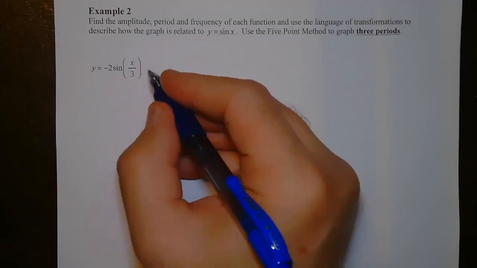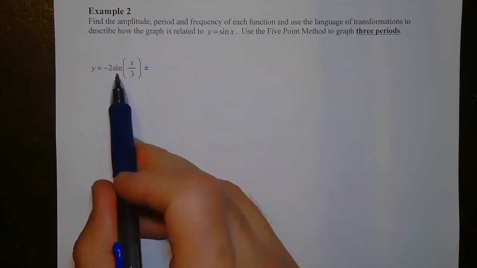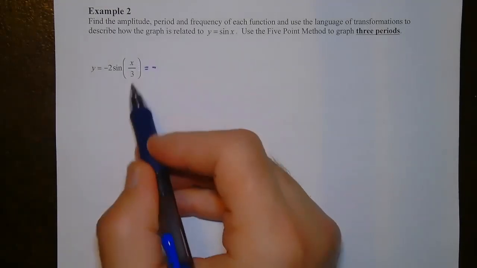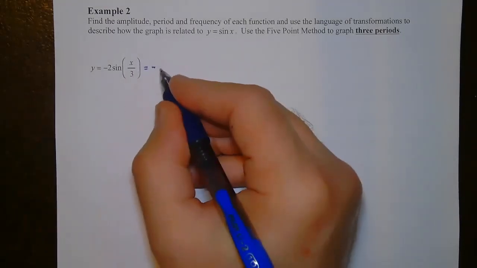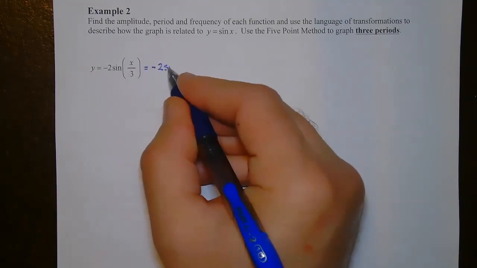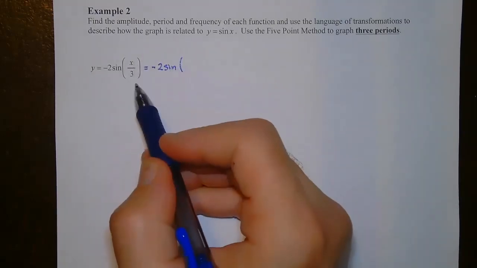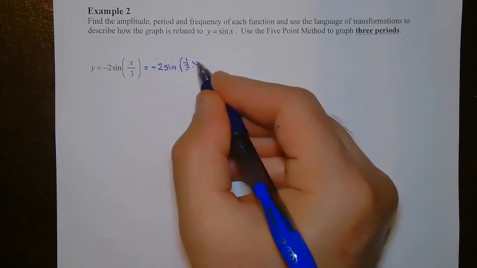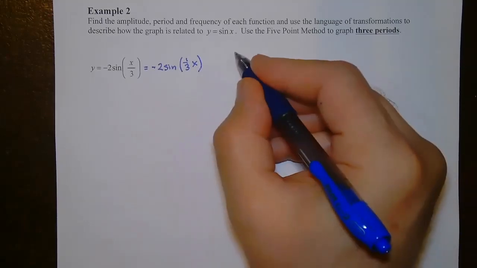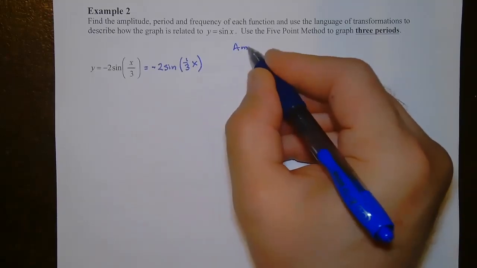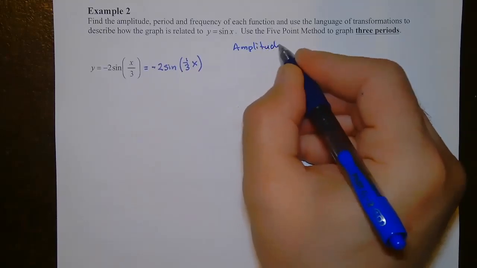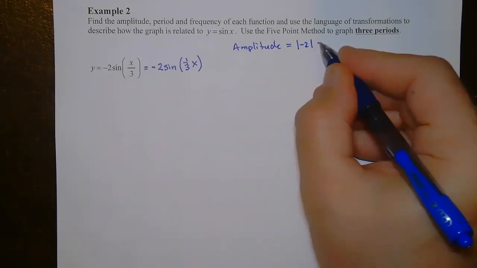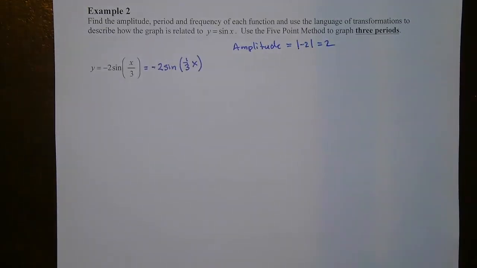Same question here, but it's going to be sine, and we have negative. I'm going to rewrite this because I want to know what I'm multiplying x by. So this is -2 sine of, dividing by 3 is the same as multiplying by 1/3, so really this is 1/3 of x. Now, what's the amplitude? That is the absolute value of this a value, so the absolute value of -2, which is 2. So my amplitude is 2.